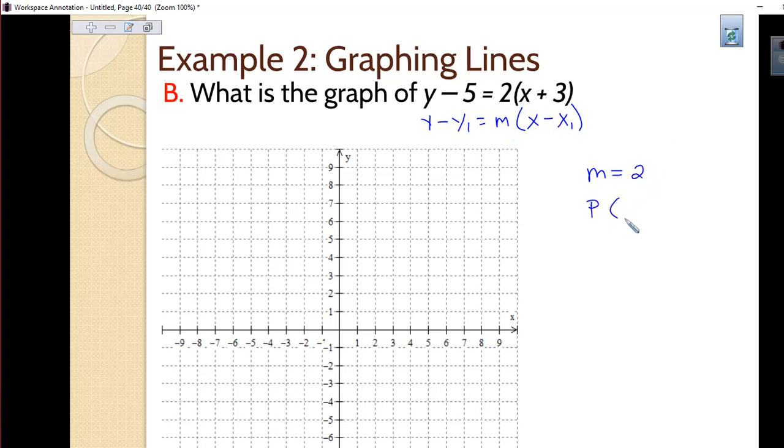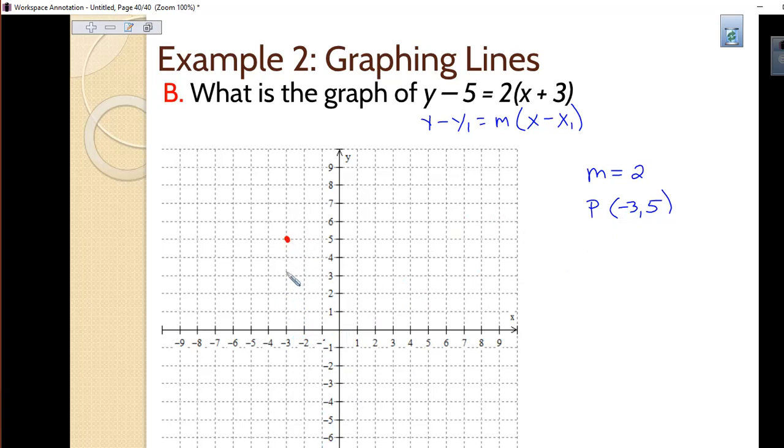Now we need to find our point. The way we identify our point is we take the opposite of what it is in our equation. So if it's by the x value, then this is our x coordinate. This 3 is by the x. It's a positive 3, so opposite that would be a negative 3. And since this is a negative 5 by our y value, we're going to say that our y value is a positive 5. So you take the opposite. Now this becomes our starting point. So we'll come in here and we will graph our first point at negative 3 and positive 5.